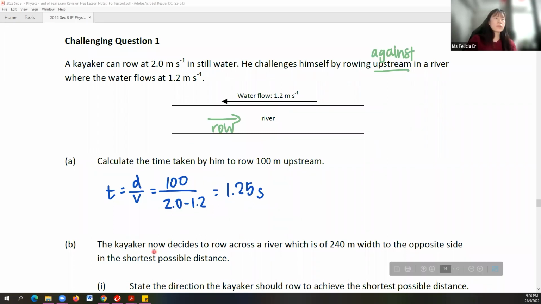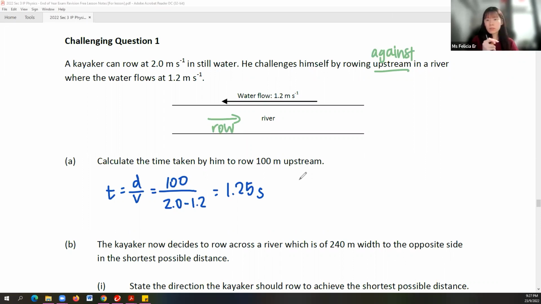Okay, so moving on to part B. They say that the kayaker now decides to row across a river which is 240 meters wide to the opposite side in the shortest possible distance. If you want to row the shortest possible distance, can someone draw on my screen? Which way when you row is the shortest possible distance?